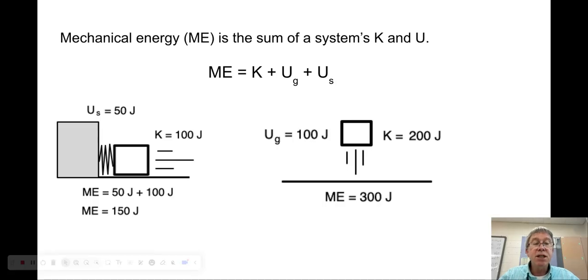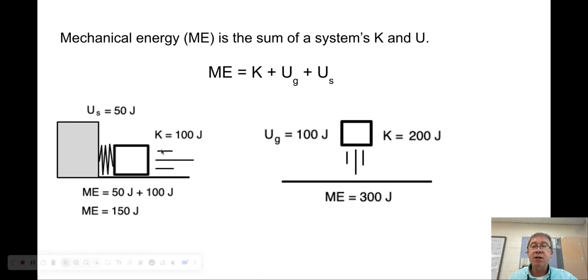Now we have a catch-all term. It's a very useful term. We call it mechanical energy. Mechanical energy, or ME for short, is just the sum of an object's kinetic and potential energies. So ME is just your kinetic energy plus your gravitational potential energy plus your spring potential energy. And that's all we're going to cover in this course, okay?